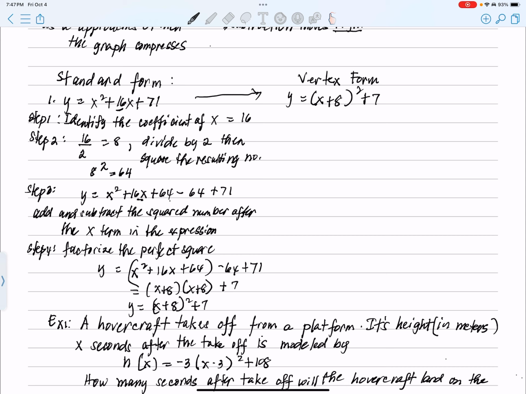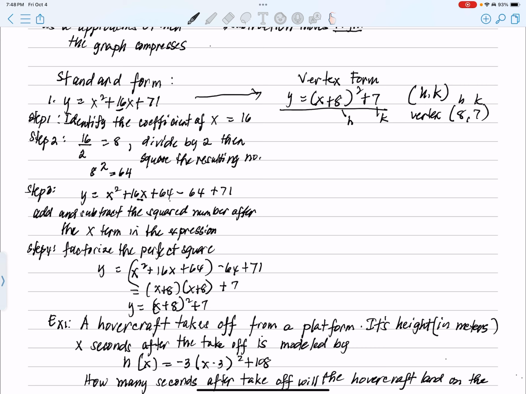If we want to know the vertex, that is h, k, so where is the h in this vertex form? This is the h and this is the k. So the vertex would be negative 8, 7. This is the h and this is the k. Okay.